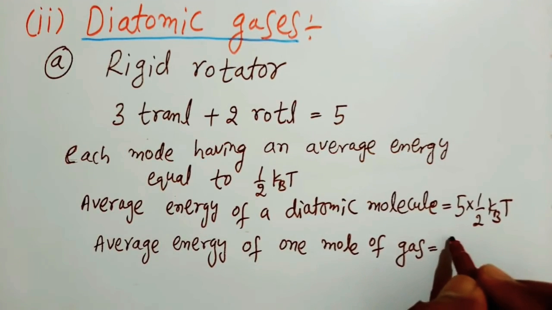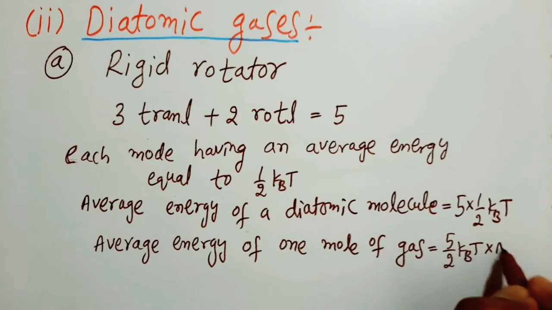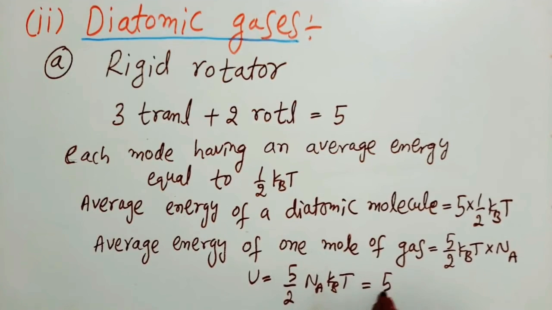Here it is 5/2 kBT into Na. So that is U is equal, we can write 5/2 Na kBT, that is equal 5/2 R, since Na kB is R, into T.